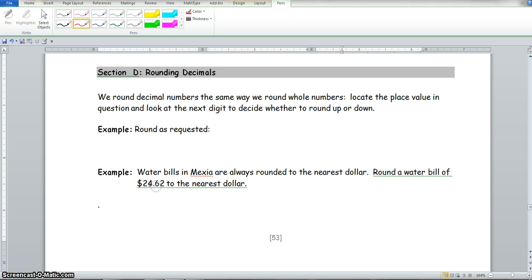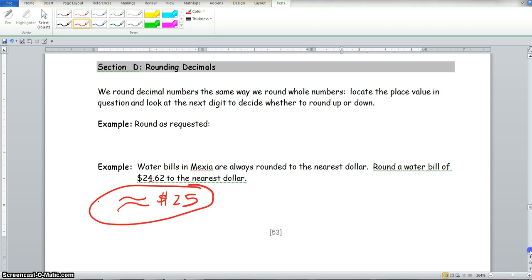Now we know the nearest dollar is the first place value to the left of the decimal. So this is 4. So we look to the right of this 4 and we notice we have a 6. We know if it's 5 to 9, we will add 1 to this 4, or if it's 0 to 4, we will leave the 4 the same. So since 6 falls in the 5 through 9 category, this becomes $25. So $25 is the rounded value. So we could do an approximation symbol to show that it's approximately $25. And that will be it for that problem.